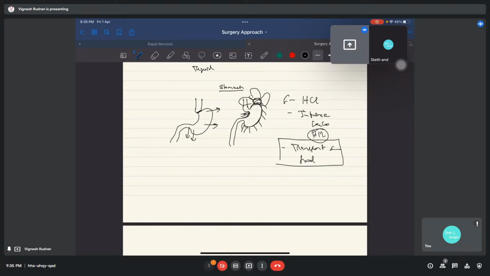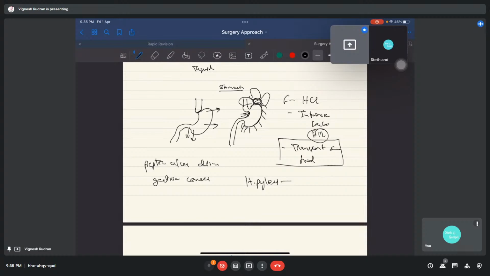So what are the various questions on the stomach? You have peptic ulcer disease. Okay. You have gastric cancer. These two are the most important ones I'm able to recollect right now. For all of this, one important thing you need to know is H. pylori.